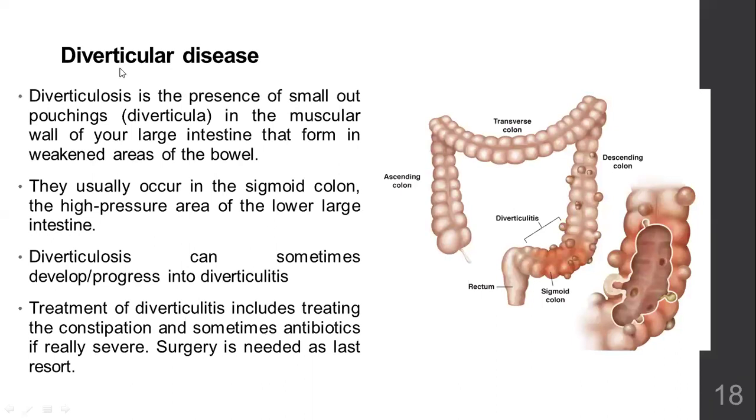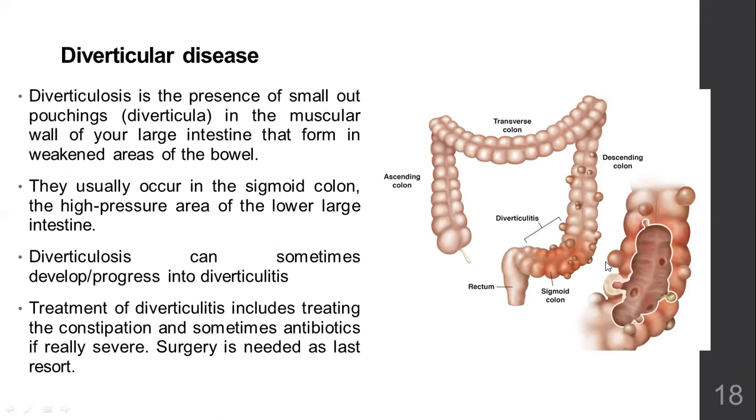Then you have diverticular disease. Diverticulosis is the presence of small outpouchings. You can see here small outpouchings, pouch-like structures on the outside. Small outpouchings have taken place in the muscular layer of your intestine, and this happens in a weak intestine. In a weak large intestine, these small outpouchings can happen.